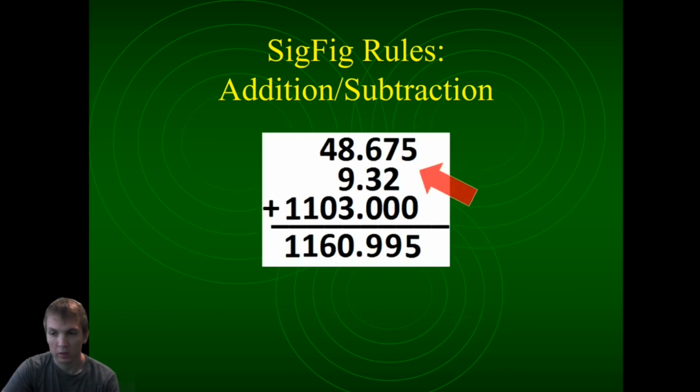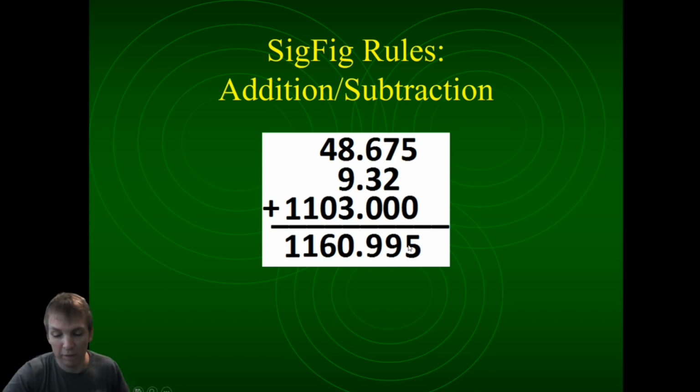48.675 has 3 sig figs in the decimal portion. Let me get rid of that arrow. Right here, 675. We're only looking at the decimal portion. That's 3 sig figs. 9.32 in the decimal portion, that's 2 sig figs. And then these zeros right here, they're trailing and they are in the decimal, so they do count as sig figs.